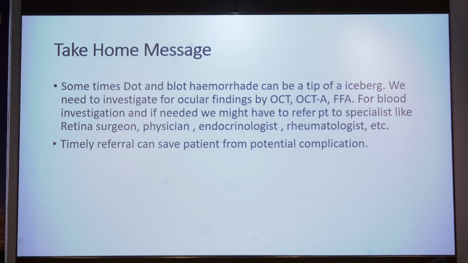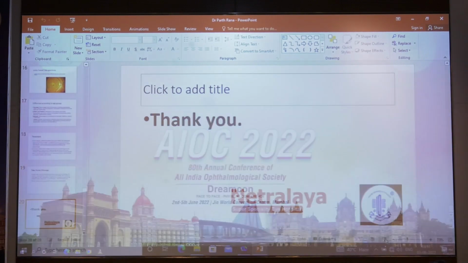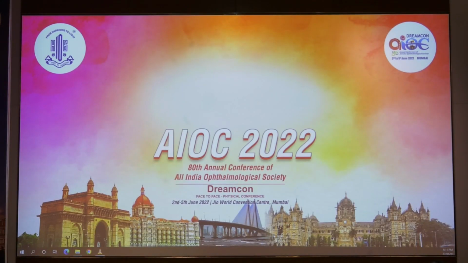So, very nice overview of these fundus findings, dot and blot hemorrhages. And you rightly pointed out, Dr. Parth, that it's the coexisting features in the retina which help us make the diagnosis. The dot and blot hemorrhages only bring it to our attention that there is something wrong in the retina. There are very few conditions where you will have isolated dot and blot hemorrhages and nothing else.